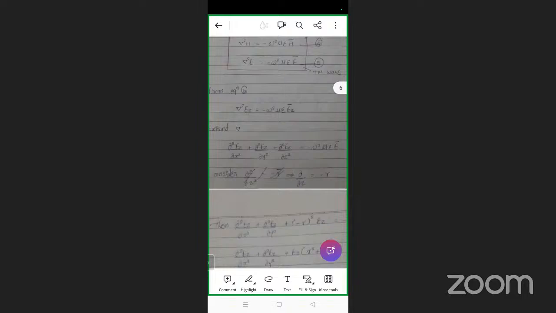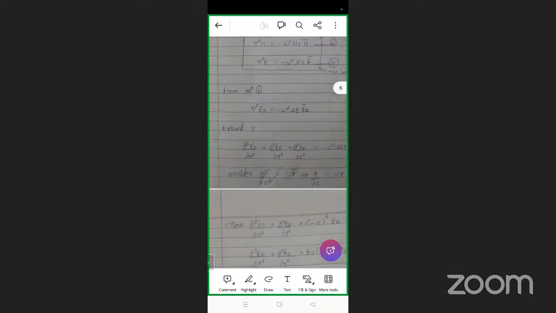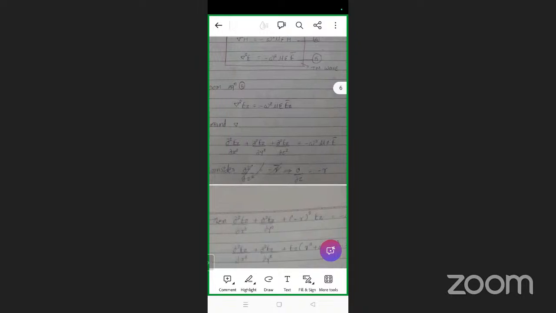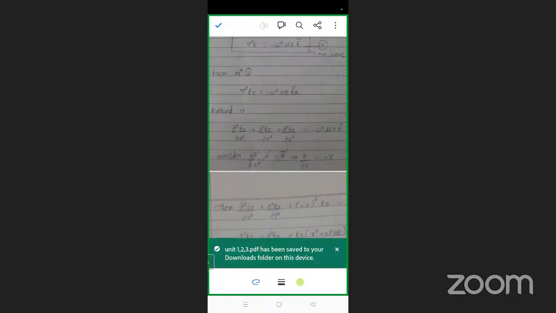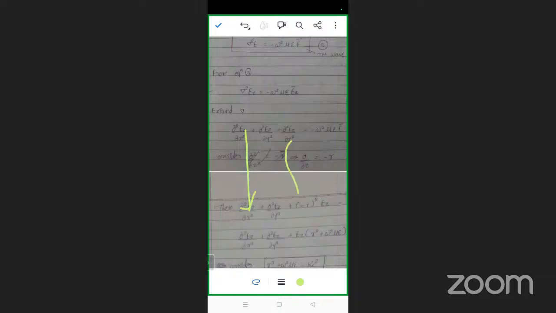In place of dou by dou z, I am substituting minus gamma. Then again you substitute in the above equation. What we will get: dou square Ez by dou x square, dou square Ez by dou y square, plus, in place of dou by dou z, I am substituting gamma, and in terms of square, gamma square times Ez, equal to the RHS side as it is.